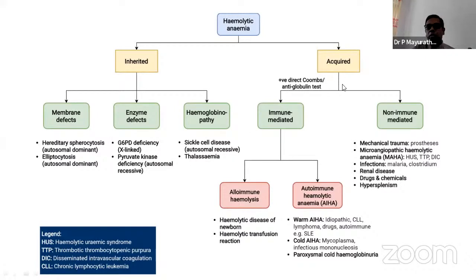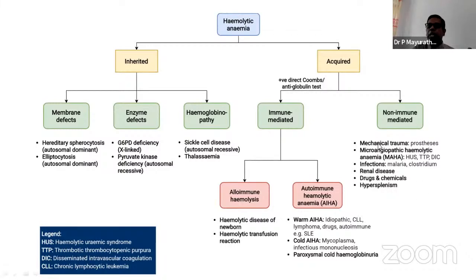And the acquired causes can be divided into immune and non-immune mediated hemolysis. So non-immune mediated hemolysis is relatively rare. We don't see many patients, but there may be some serious conditions like hemolytic uremic syndrome, thrombotic thrombocytopenic purpura, more than that, something like that. You may be seeing patients with non-immune mediated hemolytic anemia, even though it is rare.